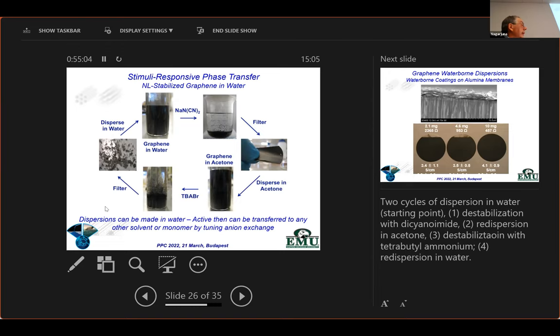You can then destabilize it with tetrabutylammonium bromide, collect this by filtration, and then put it back in water and redisperse it. So we have demonstrated this cyclic treatment using this destabilization. The practical importance here is that you can make these materials in water, so they're very stable, and then by anion exchange, make them suitable for any other place you want to put them by using some other anion to modify their solvophilicity or solvophobicity.